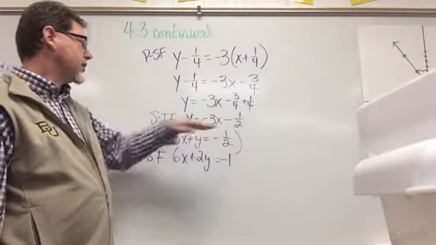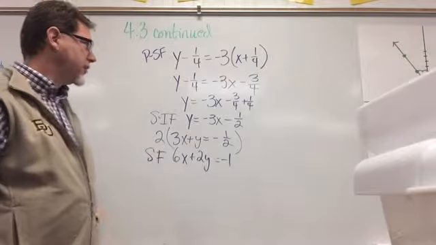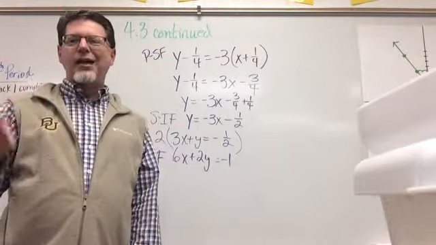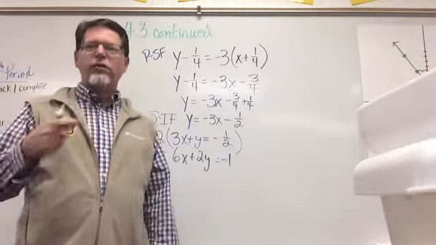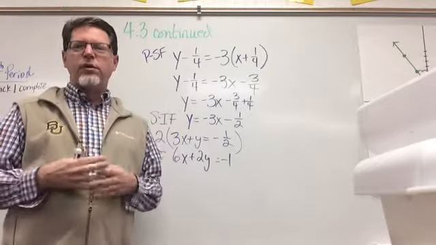Slope-intercept form, y equals negative 3x minus 1/2. Point slope form, y minus y1 equals negative 3 times the quantity of x plus 1/4. All of those are exactly the same line written in different forms. So we've got to get used to converting between the forms of the equation.